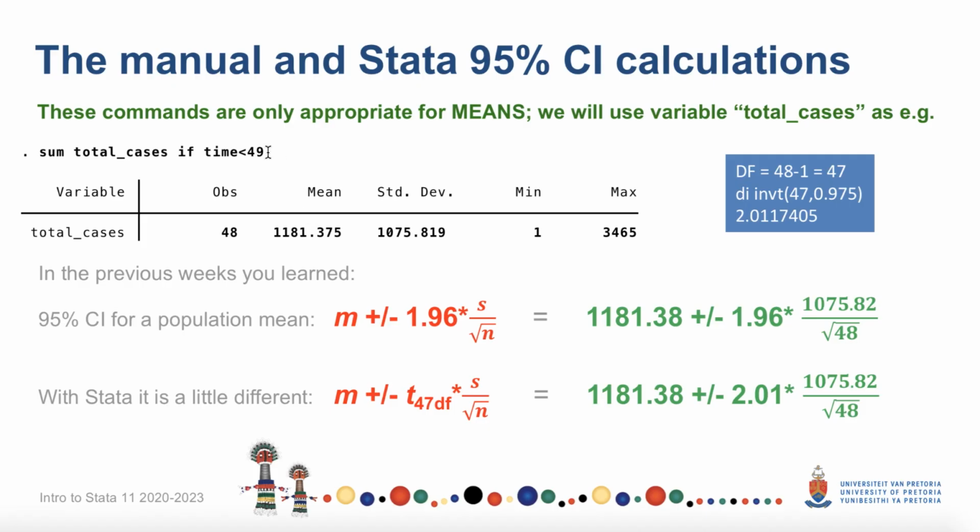In this formula here, you'll notice that I've used summarize total cases if time is less than 49. That's because I only wanted to use the data up to day 48. I didn't want to include the data beyond that. That's just a little sideshow that's been going on here.